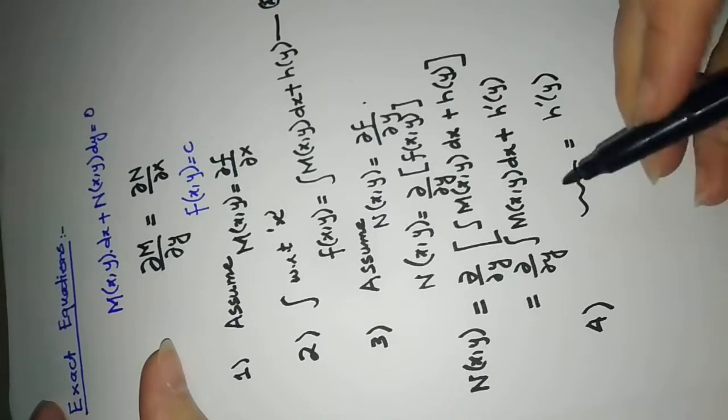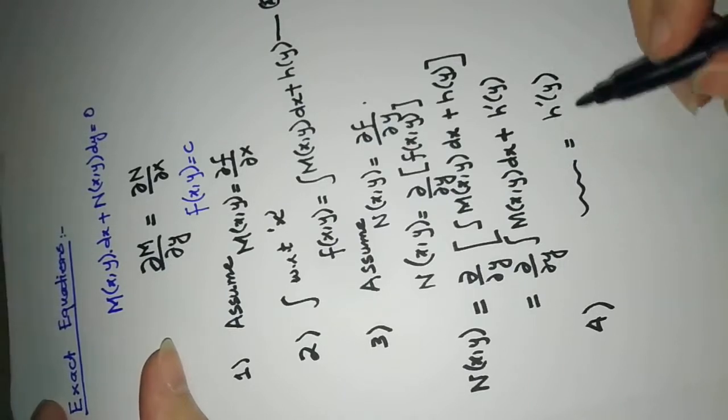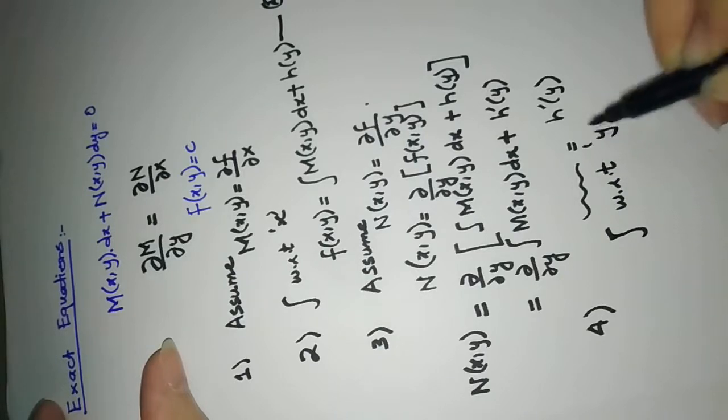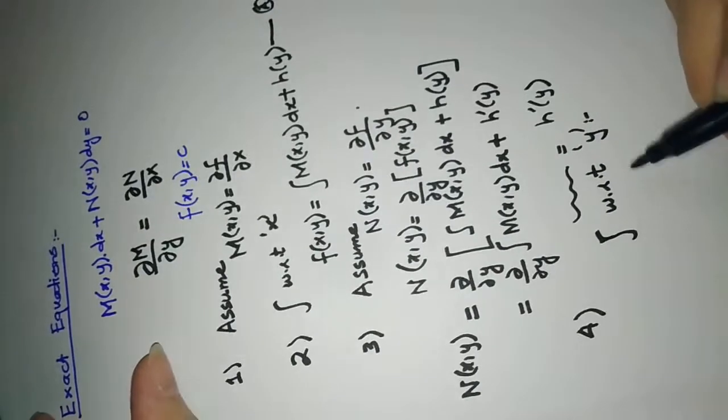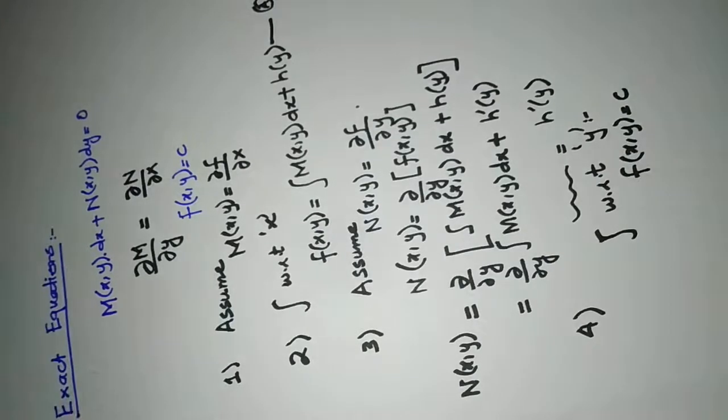So we are left with only a function of y, and now we can integrate it with respect to y, and then we get the solution in the form f of x, y equals c. If we do specific examples, then it will definitely be clear to you. In the next video I am doing one example of these exact equations. I hope that you understand this procedure.